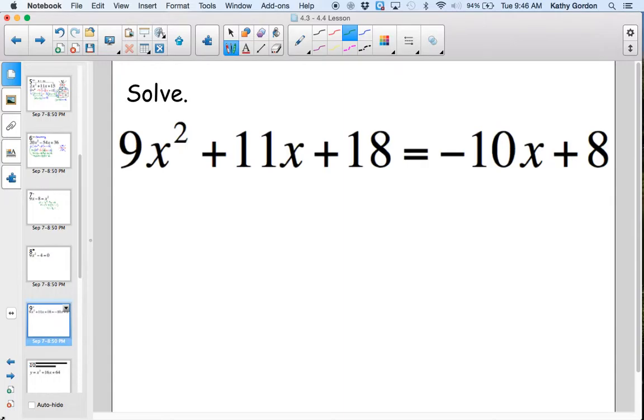All right, Cheryl, what should we do with this one first? First, you move the right side of the equation to the left, so you make it 9x squared plus 21x plus 10 equals 0. Okay, so 9x squared plus 21x plus 10 is what we end up with, right? Subtract the 8 equals 0.